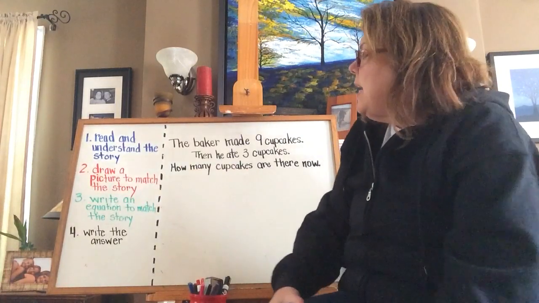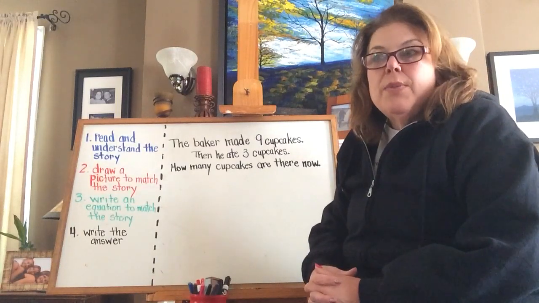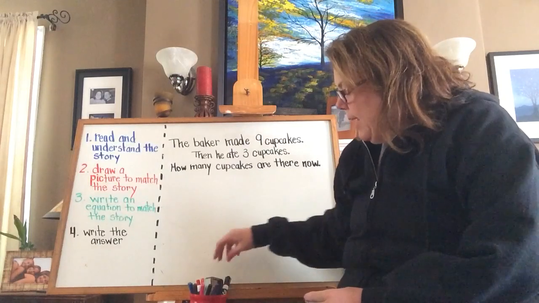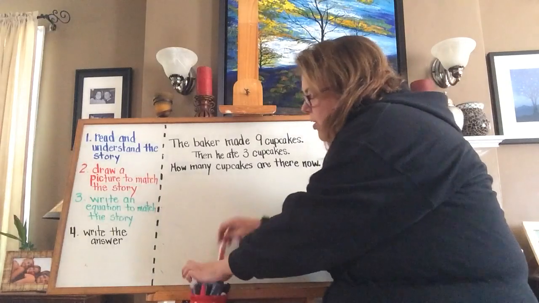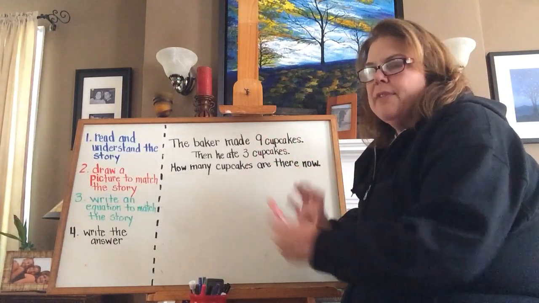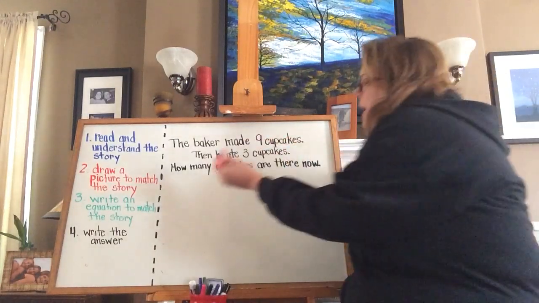Now, the number 2 thing I need to do is draw a picture to match the story. So, first thing I need to do is draw what happens in the story. The baker, the first thing he did was he made 9 cupcakes. So, I'm going to draw my 9 cupcakes. Remember when we're drawing our pictures, kind of do it like we're doing a 10 frame. So, we're going to do it in groups of 5, just like we were filling in a 10 frame.